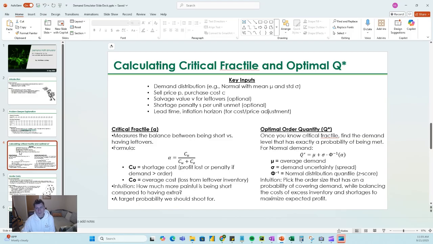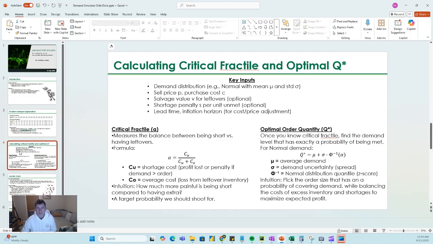And we do that through two formulas, called the critical fractal and the optimal Q. The inputs you're putting into this are your distribution, the standard deviation that you have throughout things, what your purchase price is versus what it's going to cost you as far as your inputs, and then what you can get if you salvage items. So say we buy a newspaper today and we don't sell it, maybe we could discount it at 50% and salvage some of that cost still. And then if we don't sell it, what's our penalty in overall cost?